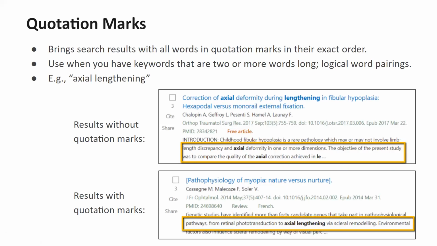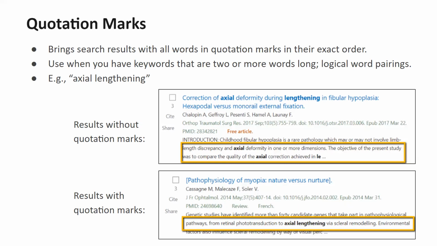The next thing that you can do is add quotation marks around logical word pairings when you want to find search results with those exact words in that exact order. When you put quotation marks around two or more words, it brings search results that have those words in that exact order and excludes other results. In the example below, you'll see how when I searched for axial lengthening without quotation marks, I found results that had those words, but not necessarily in that exact order, and so were not actually about axial lengthening. When I searched with quotation marks around those words, I found search results about axial lengthening.